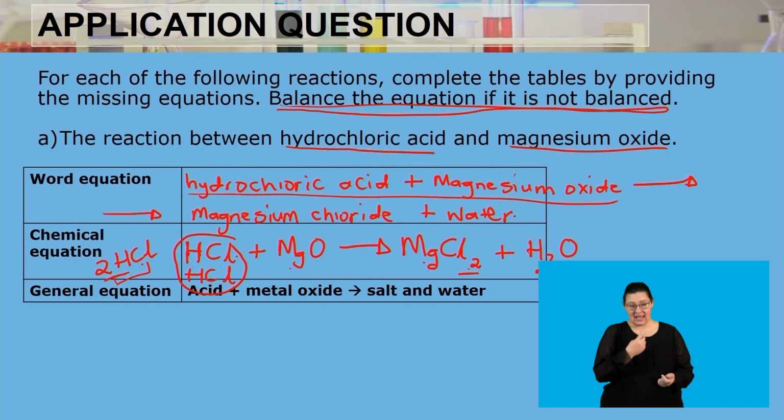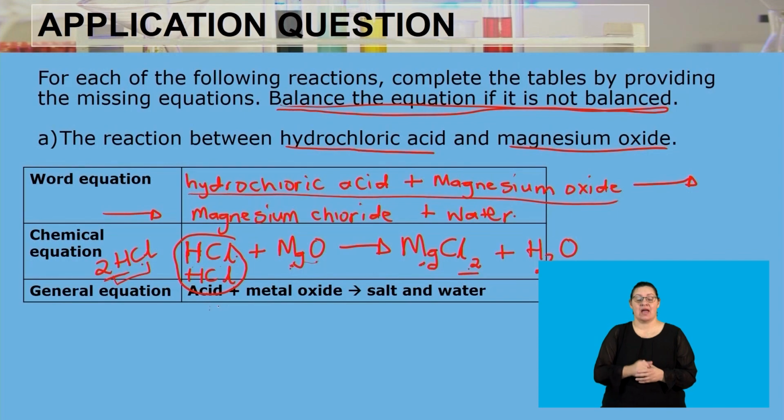And remember we said that our magnesium and oxygen were balanced. We still have 1 magnesium on the left-hand side, 1 magnesium on the right-hand side, 1 oxygen on the left-hand side, and 1 oxygen on the right-hand side. So by just adding another compound of HCl to the reactants, I have now balanced my chemical equation.